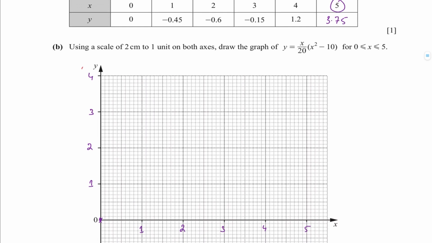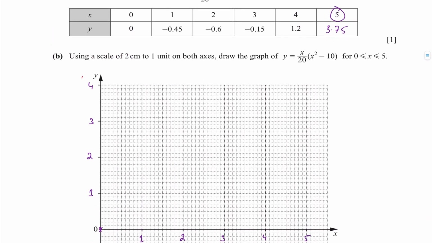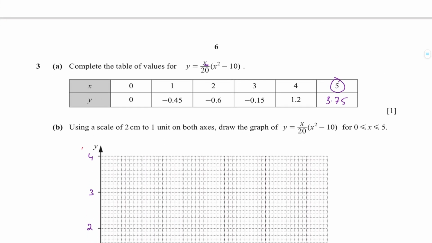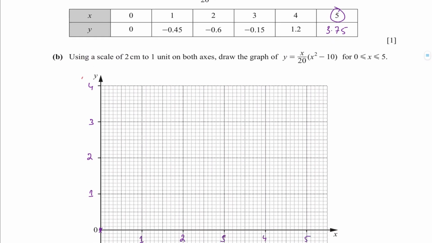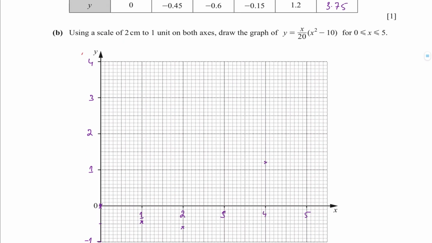Okay, so 0, 0, that's 1 point. 1 and minus 0.45, so minus 0.45 will be halfway between minus 0.4 and 5. So that's got to be somewhere here when I'm putting the cross. And then we have 2 and minus 0.6, which is going to be here. And then we'll have 3 and minus 0.15, so that means now the graph will start rising. So that's going to be somewhere here. And then 4 comma 1.2, so that's going to be here. And then 5 and 3.75, so that will be 5, 6, 7, 8, just here.